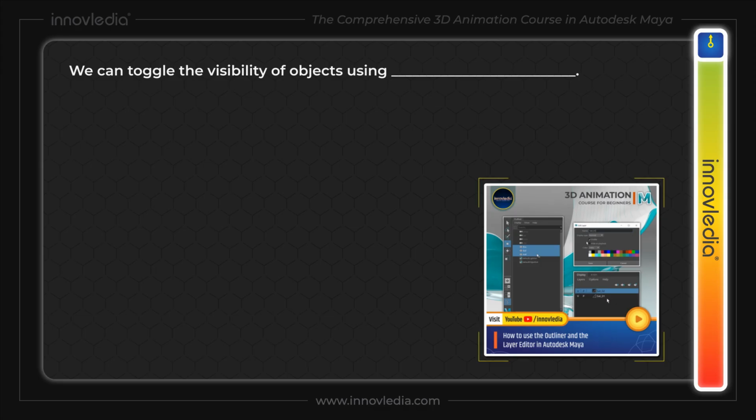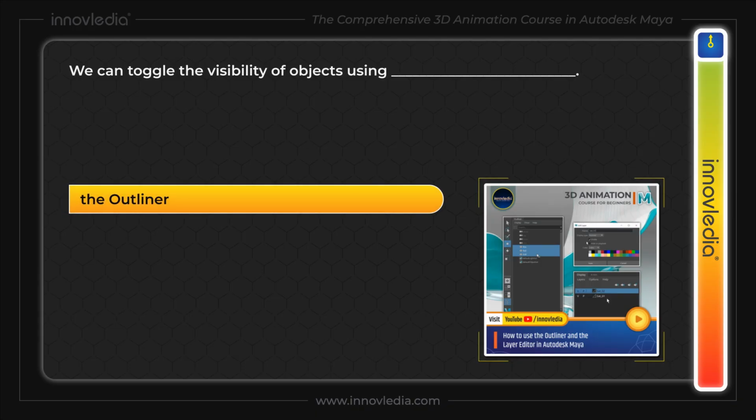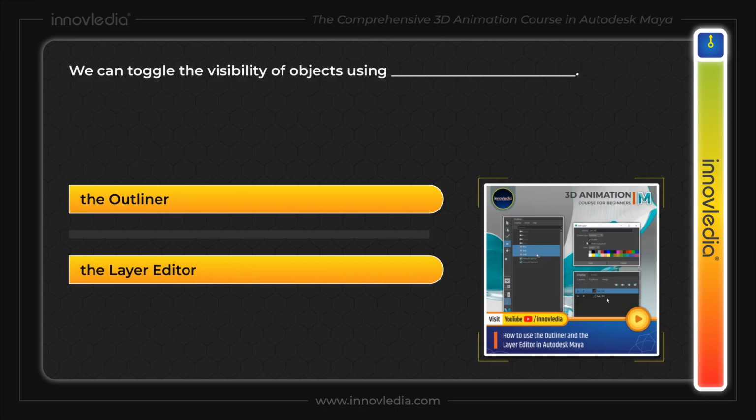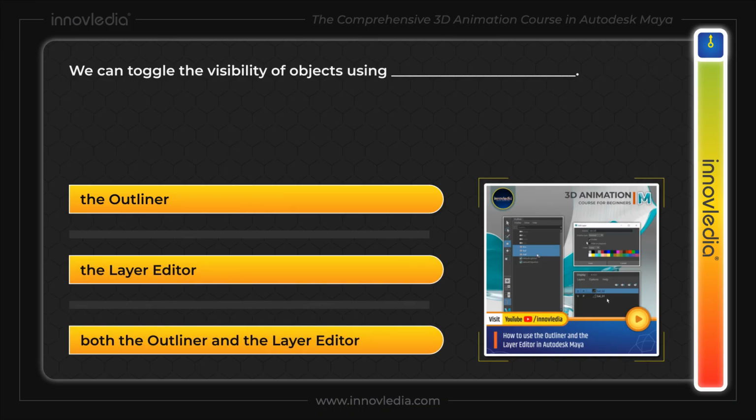We can toggle the visibility of objects using dash. The options are the outliner, the layer editor, both the outliner and the layer editor. Your time starts now. And the correct answer is both the outliner and the layer editor.